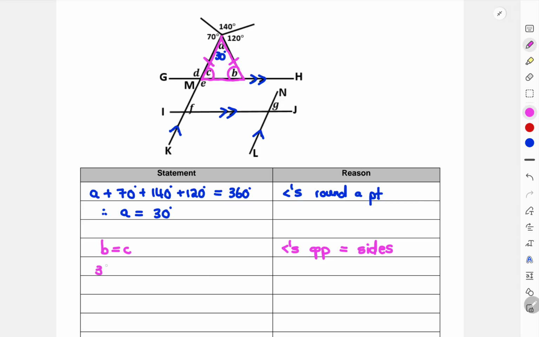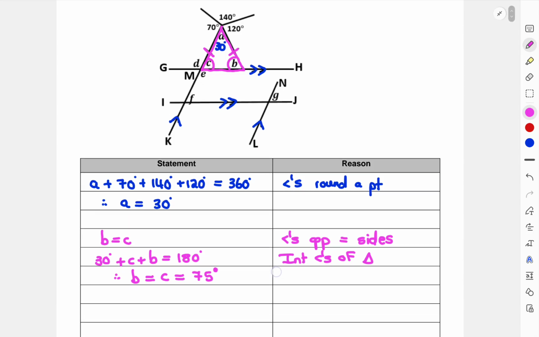Okay, then I'm going to say 30 degrees plus C plus B is equal to 180 degrees, and that is because of interior angles of a triangle. But because B is equal to C, I can then go and work out B is equal to C is equal to 180 minus 30, which gives you 150, and 150 divided by 2, which gives you 75 degrees. Okay, so as long as you've got your reasons and the teacher can follow what you are doing, then you're on the right track. Okay, so now we've got A, B, C.